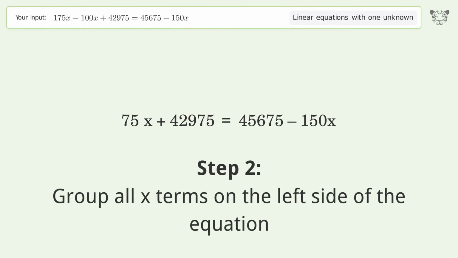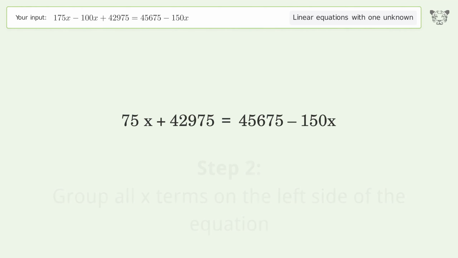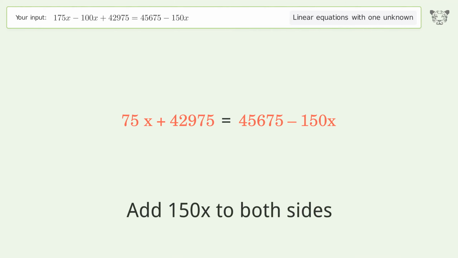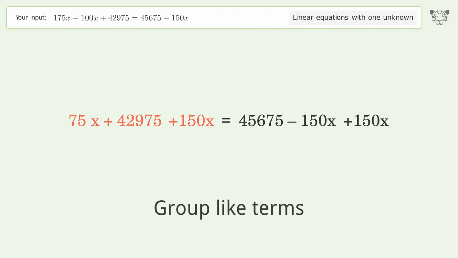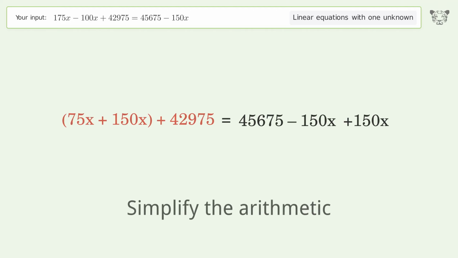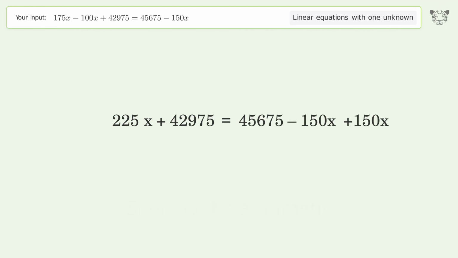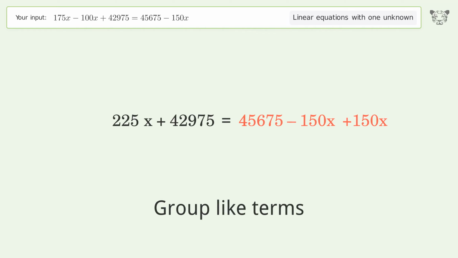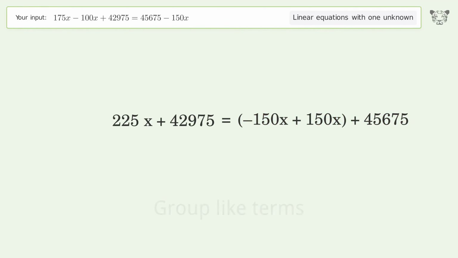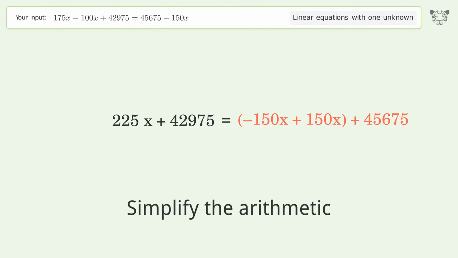Group all x terms on the left side of the equation. Add 150x to both sides. Group like terms. Simplify the arithmetic. Group like terms. Simplify the arithmetic.